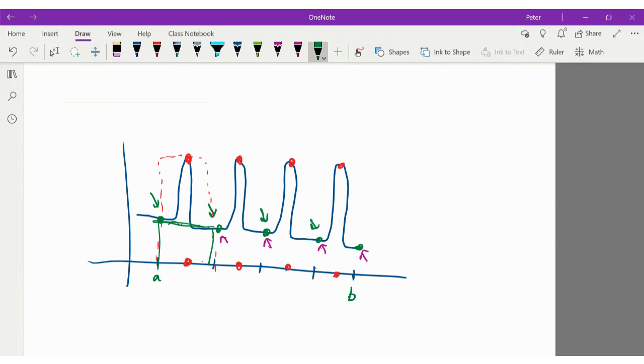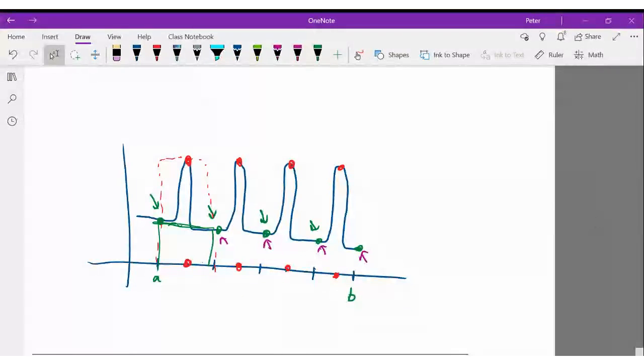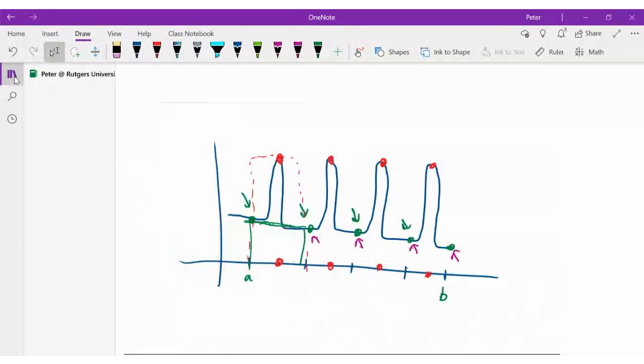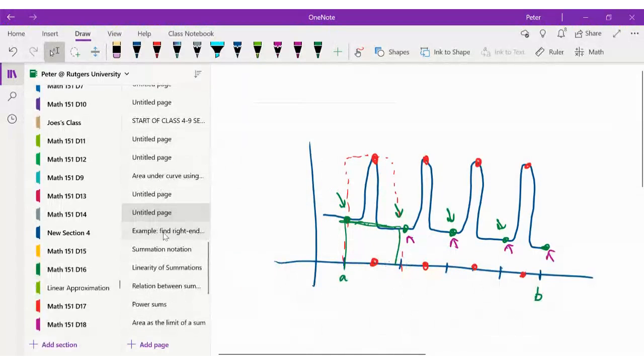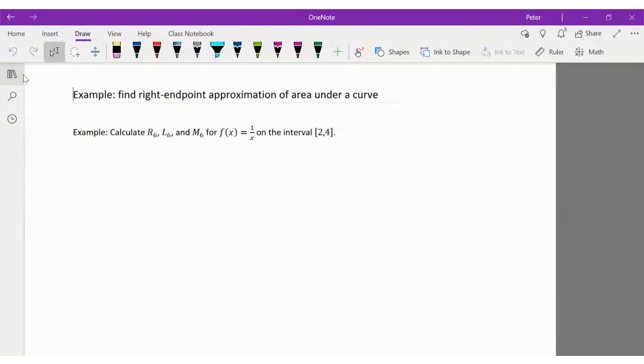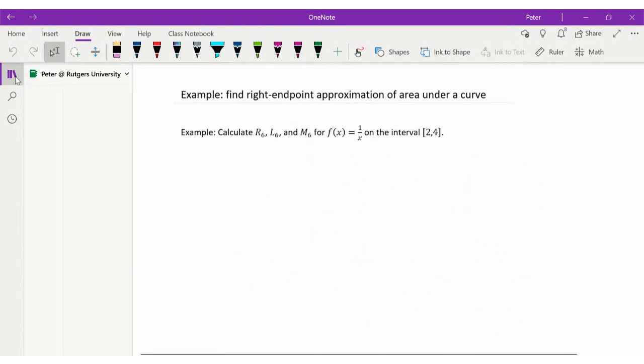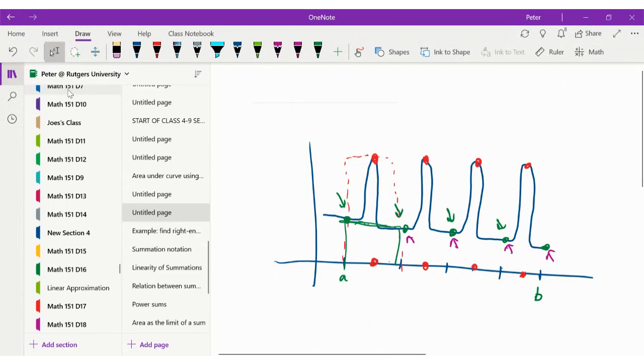Okay, so any questions now about what the approximation methods that we're using are? Okay, good. So let's see. Oh, sorry, I just wanted to give you one more bit of terminology. I forgot to put this in last night also.